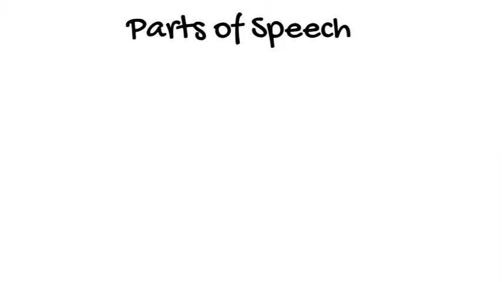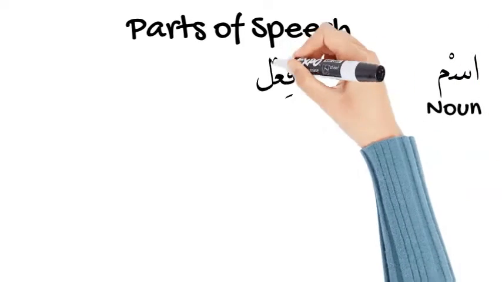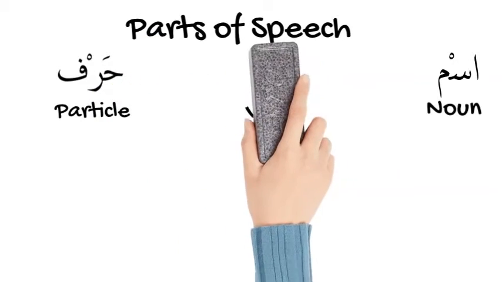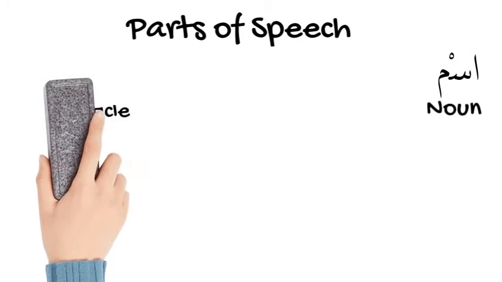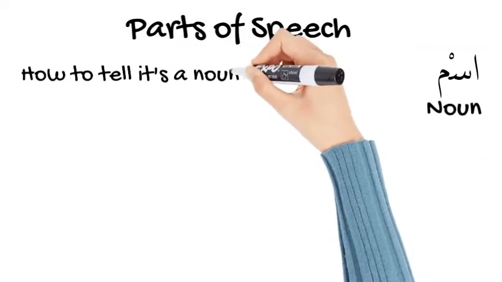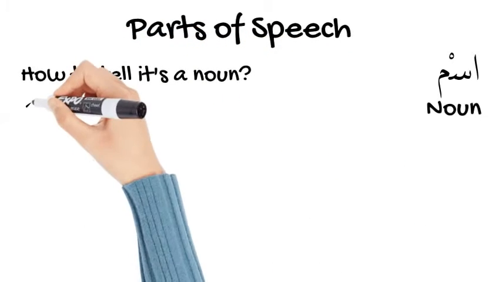So in the last video we talked about the three categories of parts of speech in Arabic, and these are either ism, which is a noun, fa'al, which is a verb, or harf, which is a particle. So in this video, we'll start talking about ism, and how do we know? How can we tell if a word is a noun or an ism?